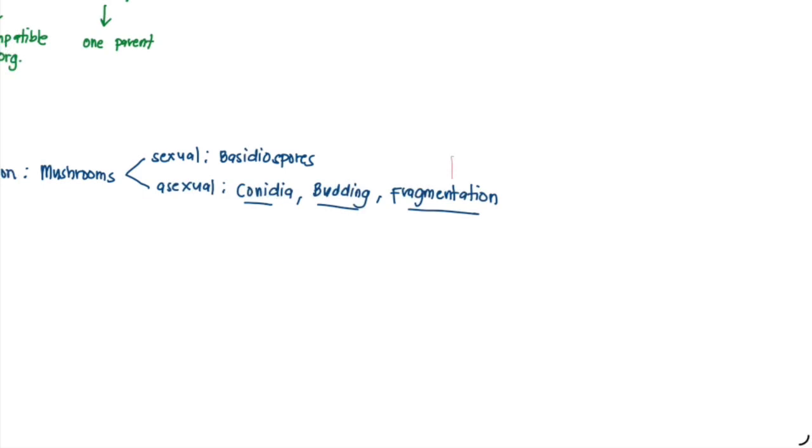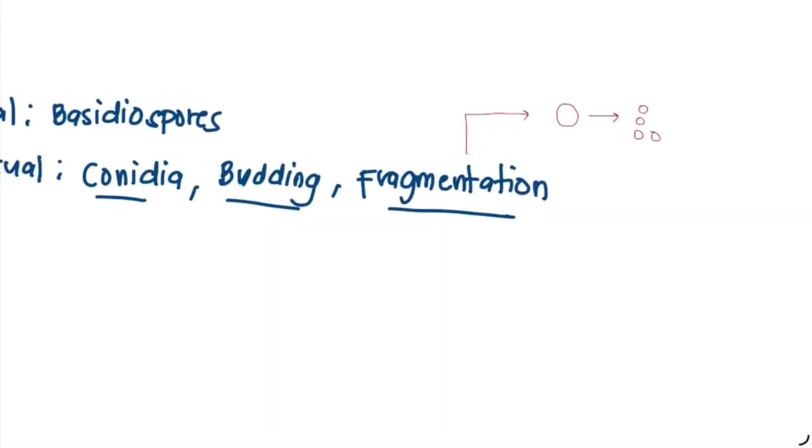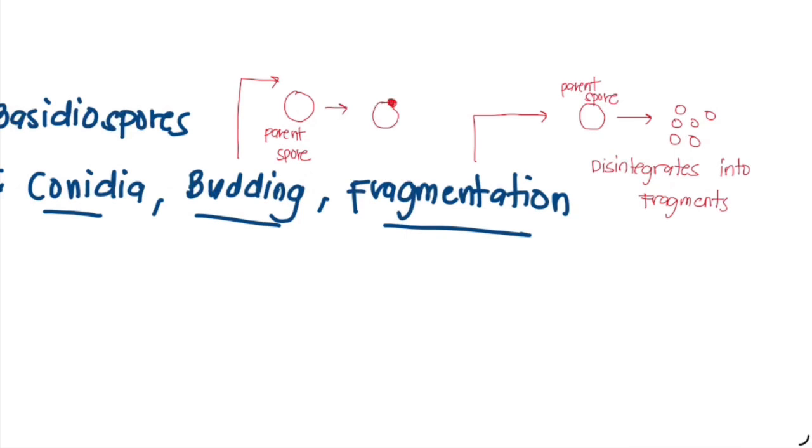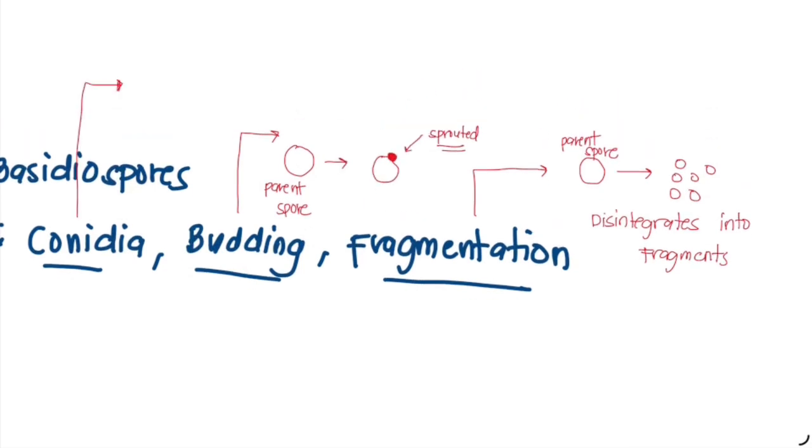Pag fragmentation class, ang nangyayari, you have a parent spore, and then they disintegrate into fragments. Okay, so, kakalat. No? Pag budding naman, may parent spore ka, and then nagkaroon ng sproutling, no? Merong nag-sprout na bud doon sa parent spore. Okay? So eventually, madidetach yun and magiging bagong spore.